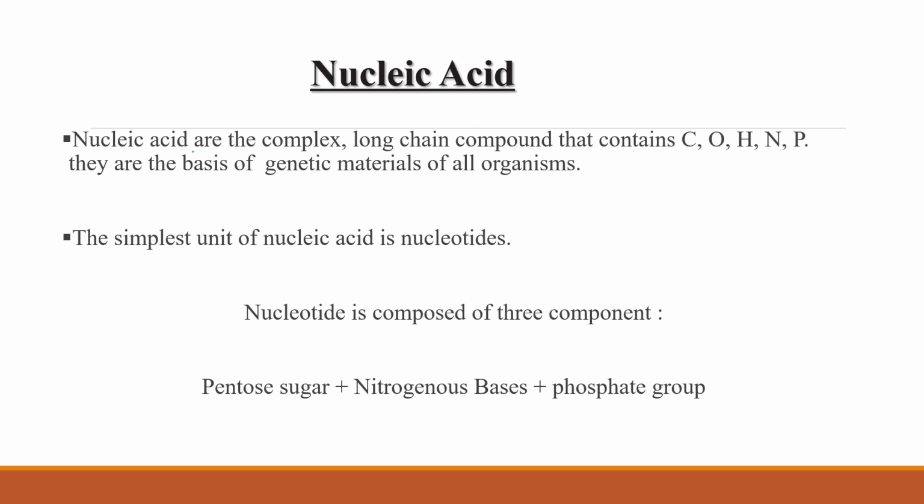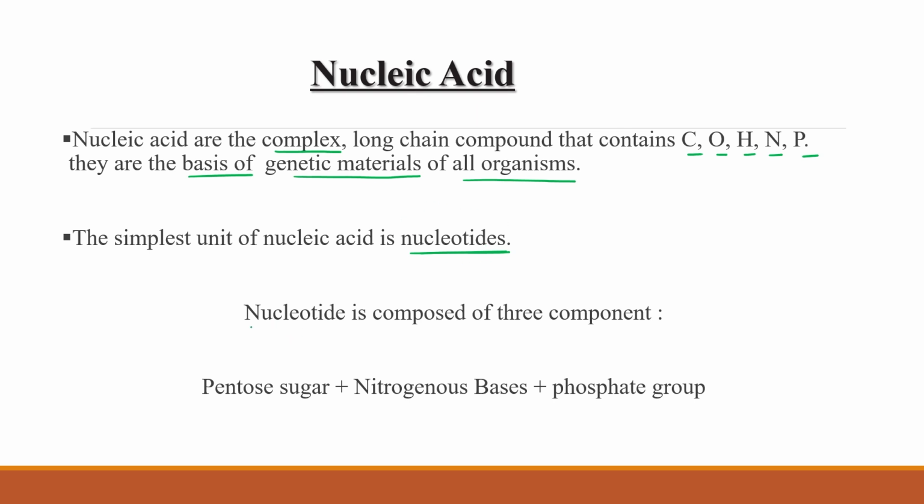Okay, so nucleic acids are complex long chain compounds that contain carbon, oxygen, hydrogen, nitrogen and phosphorus. And these nucleic acids are the basis of genetic material of all organisms. Okay, what is the simplest unit of nucleic acid? It is the nucleotide, and this nucleotide we have already discussed at the micromolecule level. When we discussed micromolecules in the last lecture, we discussed this nucleotide, right?